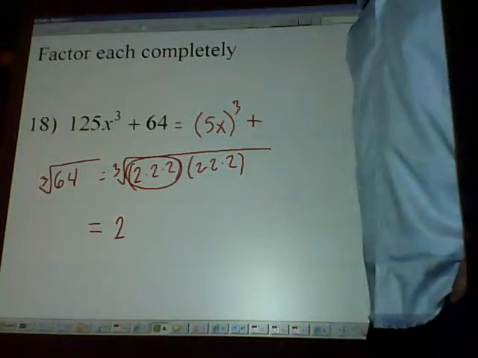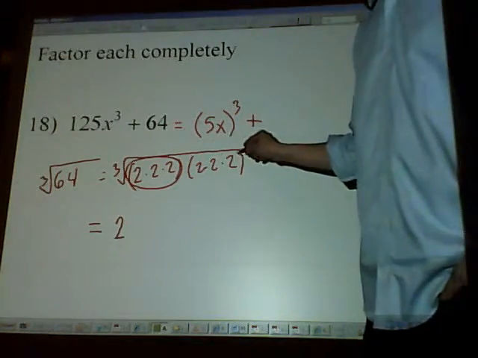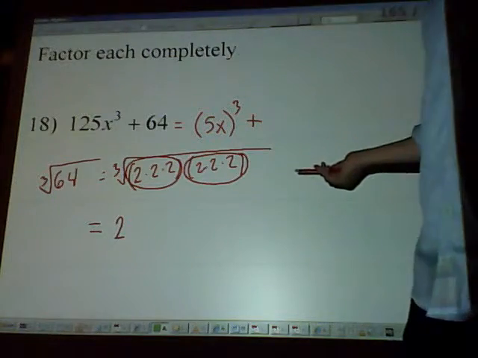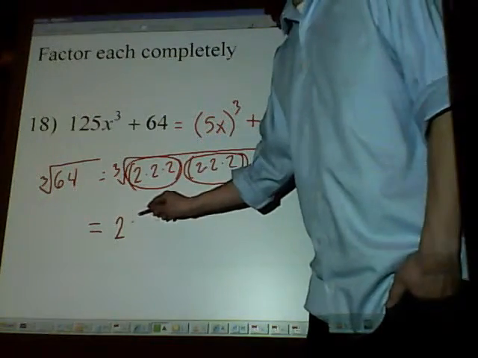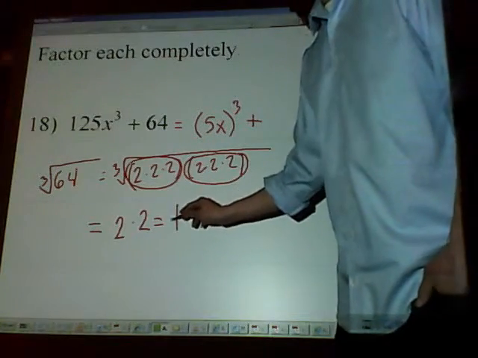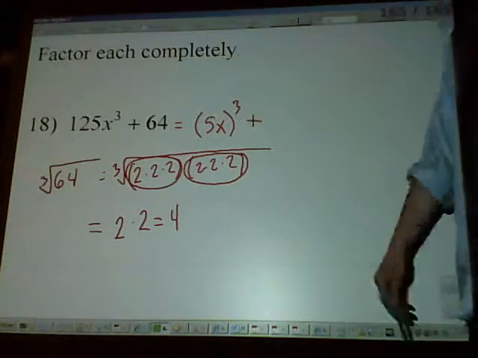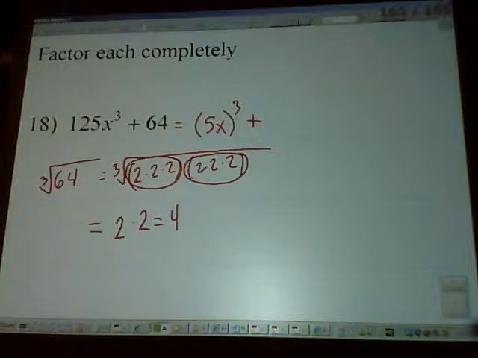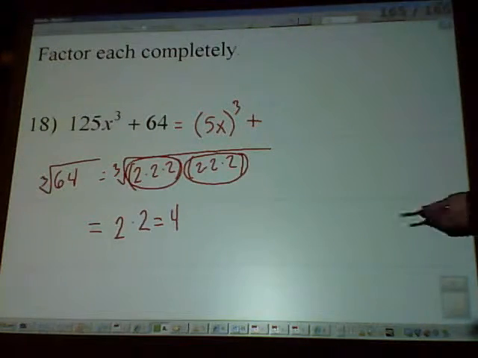So we're going to have 2 come out, all right? And then we're going to have another 2 come out because there's another 3, all right? So there's nothing left inside. We brought everything out. So what's 2 times 2? That's 4. So it turns out 4 cubed is 64. What's 4 times 4? That's 16. And 16 times 4, oh, that's 64, okay?